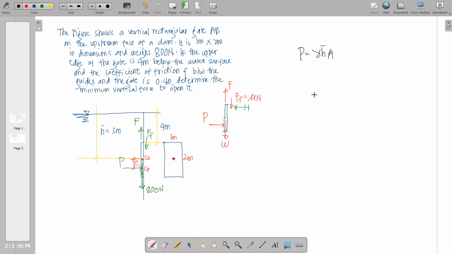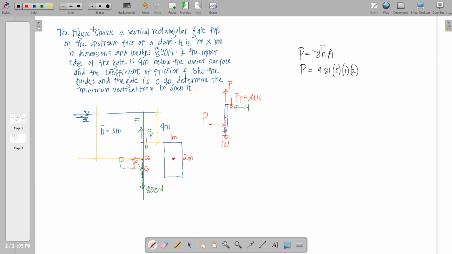So going back to our formula, therefore the hydrostatic force is equal to gamma. The liquid involved here is water, so gamma of water is 9.81 kilonewton per cubic meter, with h bar equal to 5 meters, while the area is 1 by 2 meters.